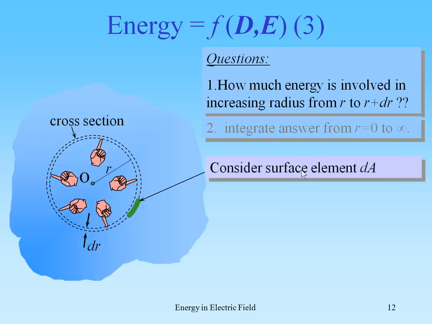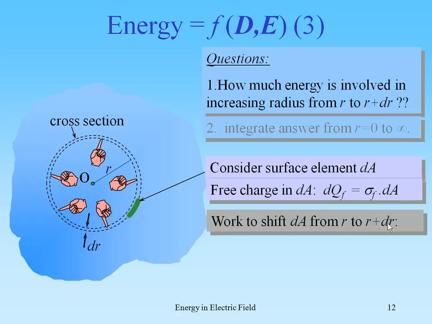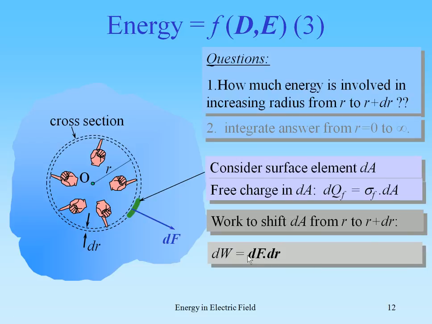Consider a surface element dA. The free charge in dA, dq free, is sigma free times dA. Sigma is the charge density in coulomb per square meter. What is the work to shift dA from r to r plus dr? That is, dW is the force times the path. The force is dq times E, and the path is dr.